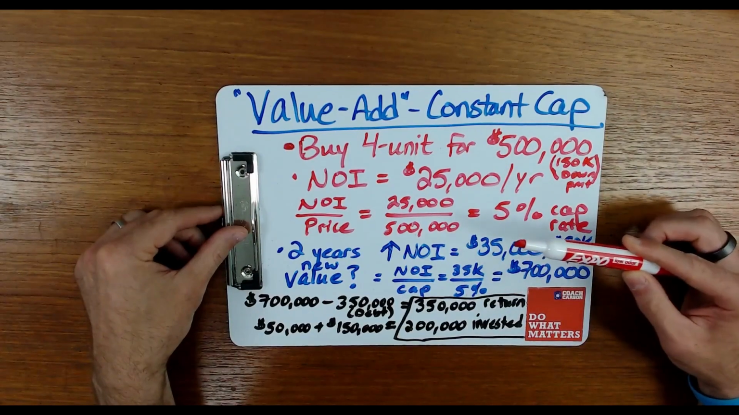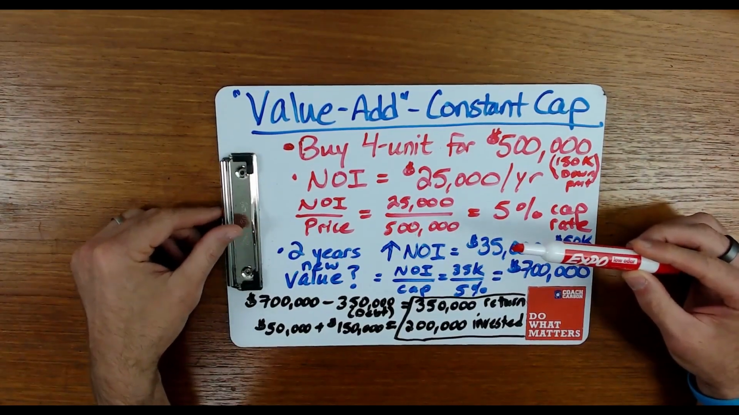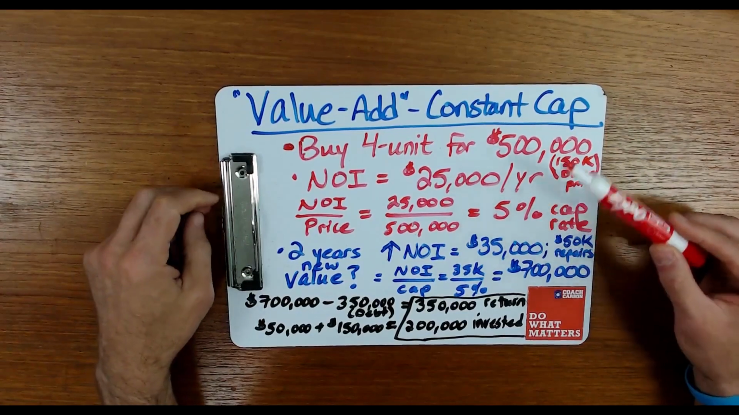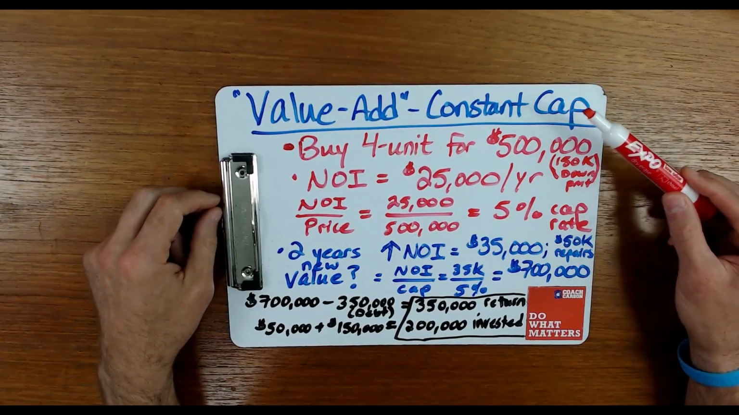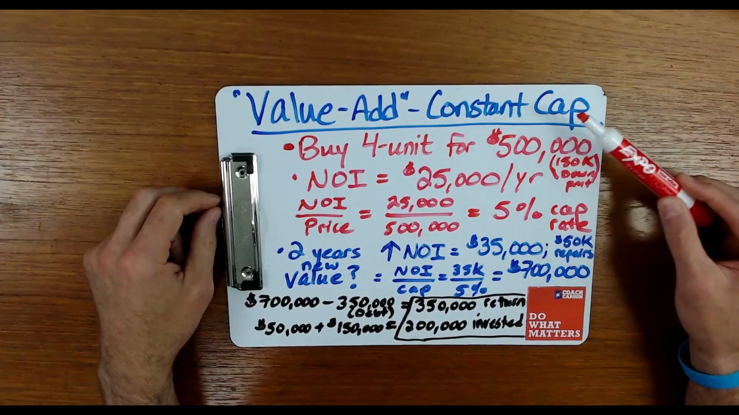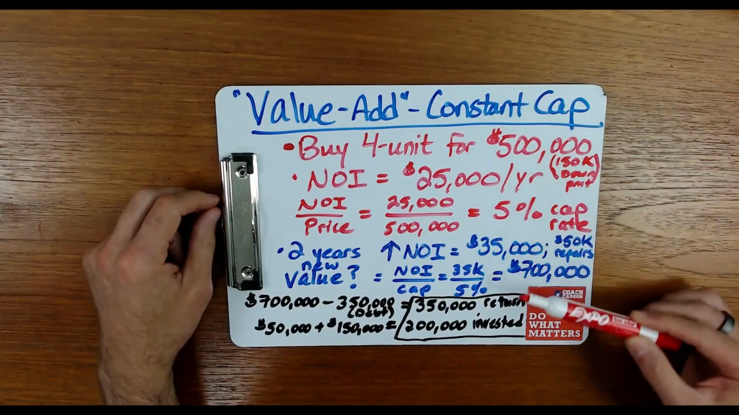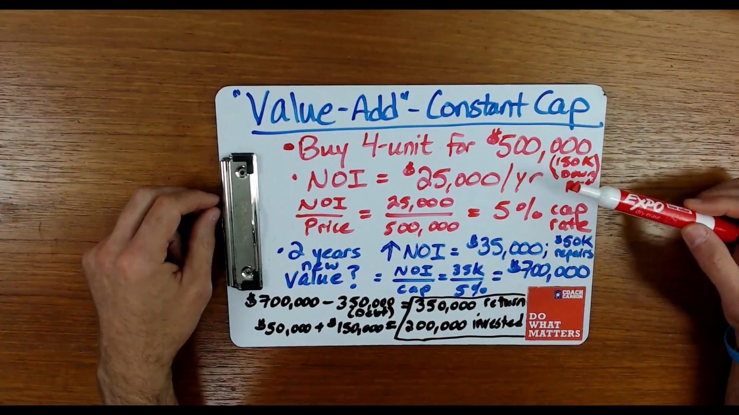So that's one example, but let me show you another example where we change things up a little bit. Let's say that the cap rate isn't constant. Let's say the cap rate actually goes down over a longer period of time, and let's see what that does to an investment deal that you're analyzing.